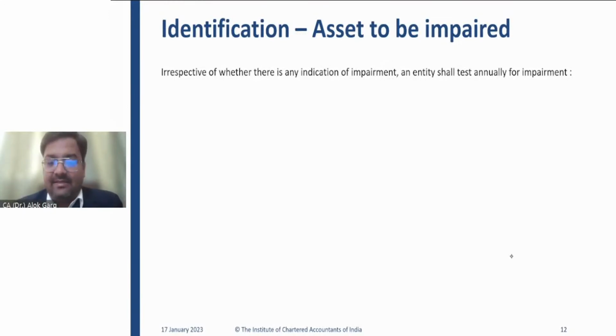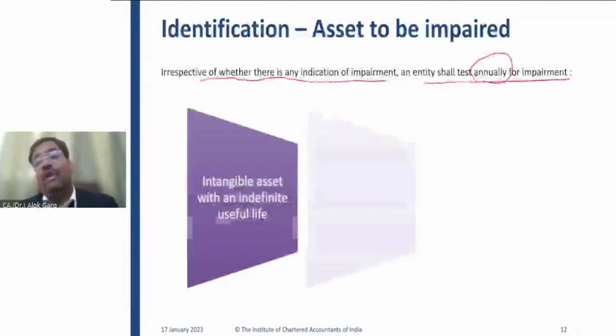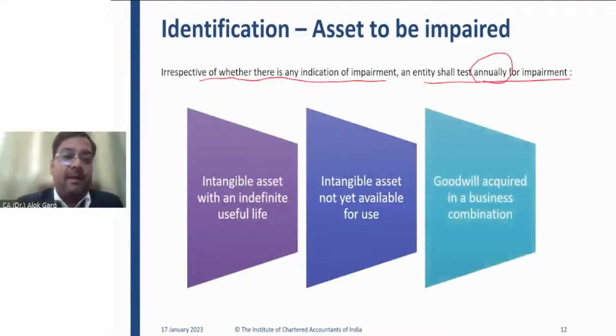There are three assets, irrespective of whether there is any indication of impairment. Doesn't matter, indicator is there or indicator is not there. There is no evidence of obsolescence, no physical damage, no disposal, no market decline, no market capitalization lower, no increase in interest rate. There is nothing. Still, you have to check the impairment for these three assets on an annual basis. What are those three assets? These all are intangible assets. Intangible asset number one.